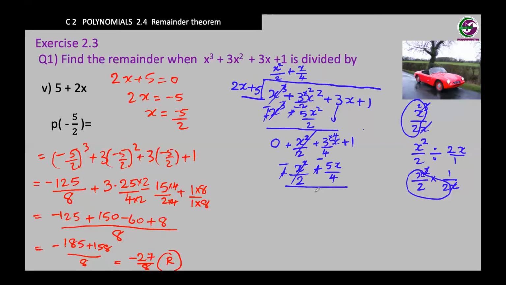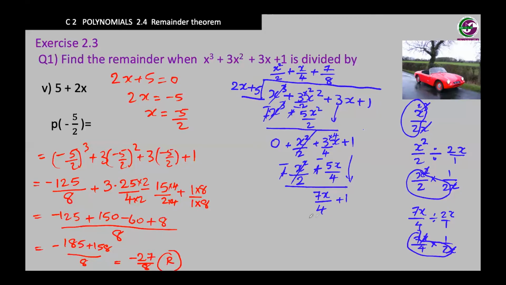12x minus 5x is 7x divided by 4, plus the new term. Now again, divide 7x by 4 with 2x. 7x by 4 divided by 2x, which will be 7x divided by 4 times 1 by 2x. X and x get cancelled. So it will be 7 divided by 8 in the quotient. So plus 7 divided by 8 and x is gone. So this 2 and 8 can be cancelled. So 4 in the denominator.